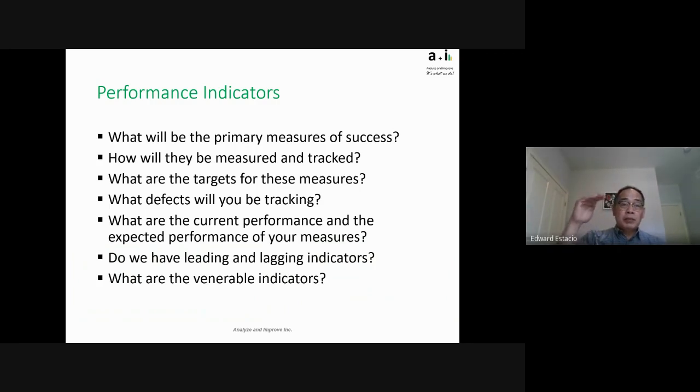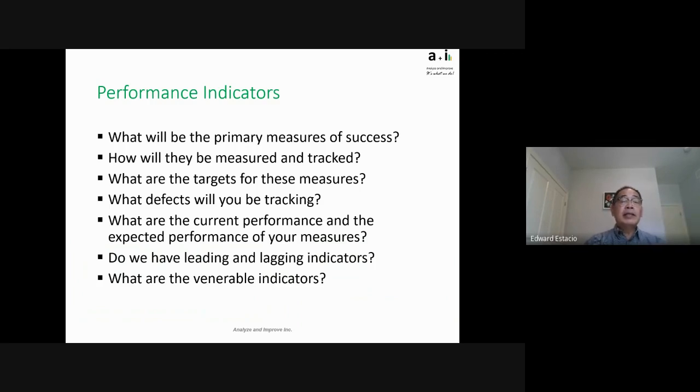I want 90% productivity, but at the same time, I still want 1% quality issues or even 0. What defects will you be tracking? I don't want to be improving productivity and adding a lot more defects. So again, those are the other KPIs or the other targets that we need to measure.